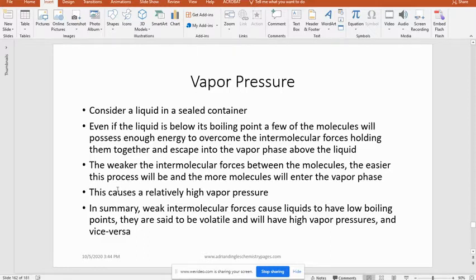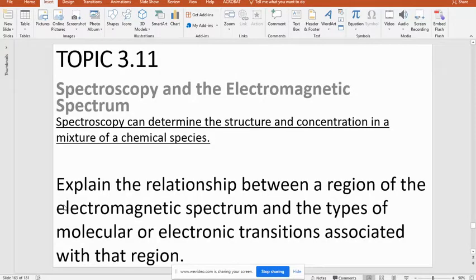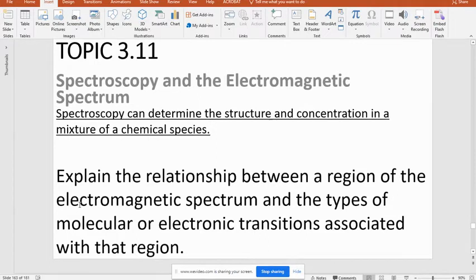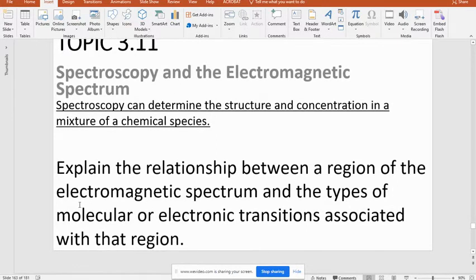So remember that if a substance has a relatively high vapor pressure, it has weak intermolecular forces, which cause it to go into the vapor phase. That gives the term for this being a volatile substance. And remember, volatility isn't the same as flammability. They tend to go hand in hand, but they don't always have to. All right, so let's look at some spectroscopy and how that works with this whole unit.